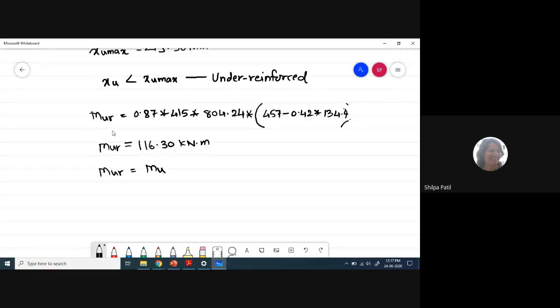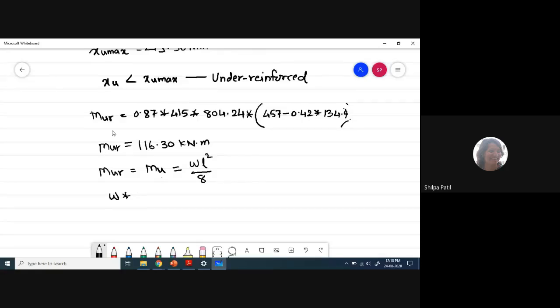Now for simply supported beam subjected to UDL, what is the maximum bending moment? Tell me the expression for maximum bending moment. WL square by 8. Correct. So MU is WL square by 8. So simply we have to equate MUR to WL square by 8 to find out what is the W. So let us equate it. WL square, L is the effective value we have to take.